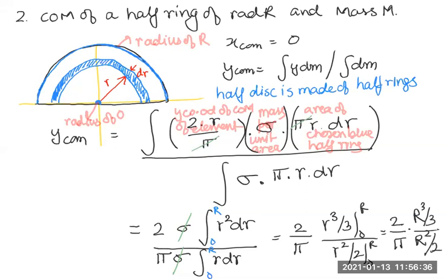Now we can cancel out. Once the integration is done, everything is done, now we can cancel out. So therefore, y coordinate of center of mass is equal to 4r by 3 pi.